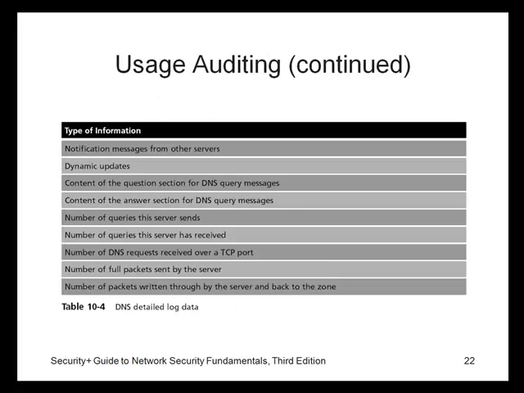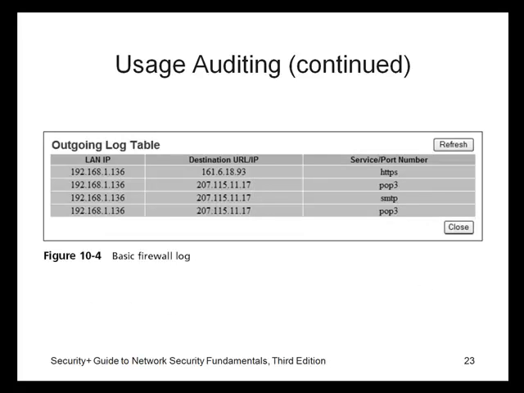Usage auditing, again, table in your book, just the type of information, notification messages, dynamic updates, and on down. Number of full packets sent by the server, how much do you want to do, DNS, detailed log data. How much do you want to log? How much information do you want? In a lot of cases, you're going to have a lot of flexibility in how much information you actually get.